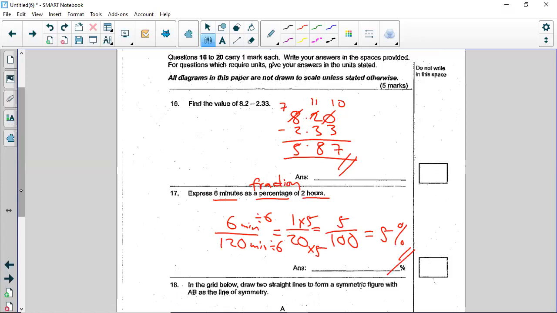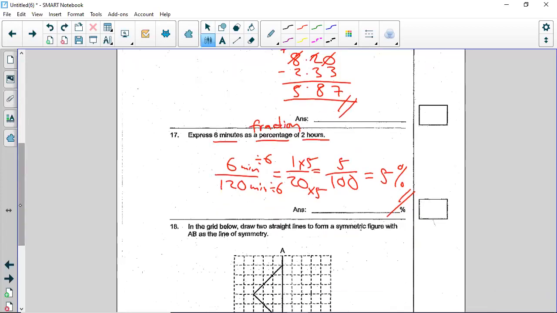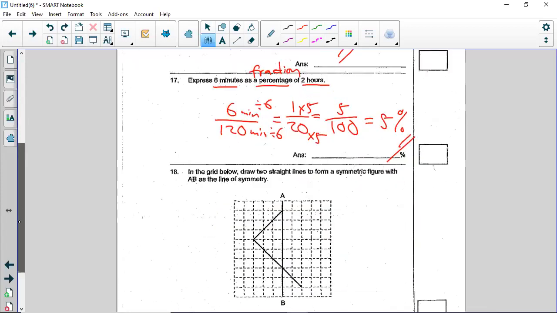Yep. Okay, so every time you want to get your percentage, you always get your fraction first, because it's much easier to convert to percentage. Okay, the next one, how do you draw the symmetric figure? There is a way: mark out the corners. Mark out all these dots. The dots on the line of symmetry, you don't care. This dot, don't care, because it's on the line of symmetry.